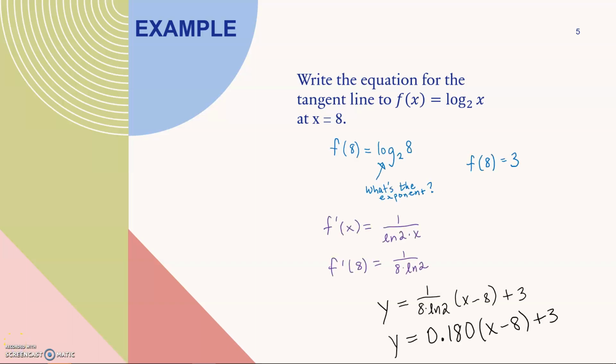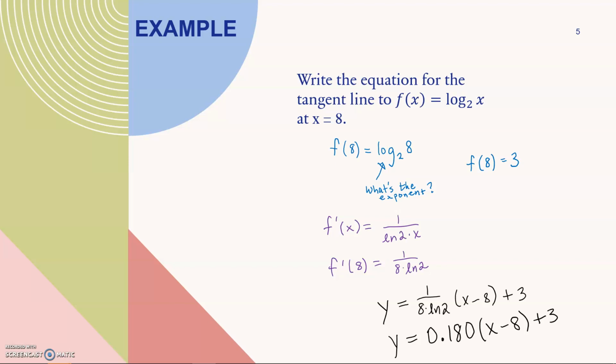So I started by finding the y coordinate. I plugged 8 into that f of x equation to get the y coordinate. Remember that log is really just looking for the exponent. So whenever you see a log, think to yourself, what's the exponent? So what's the exponent of 2 that gives you 8? That means that f of 8 is 3.